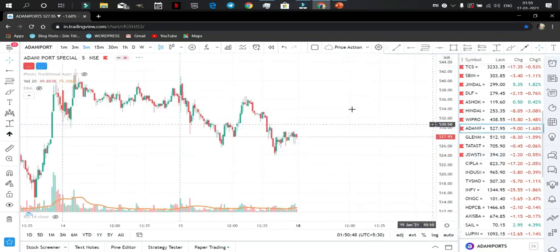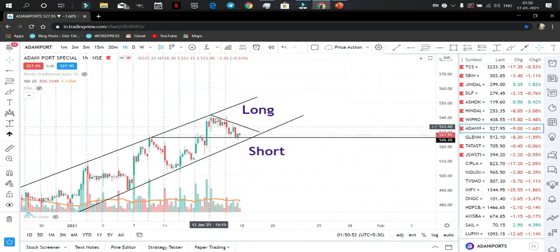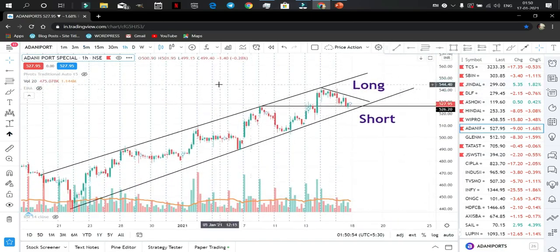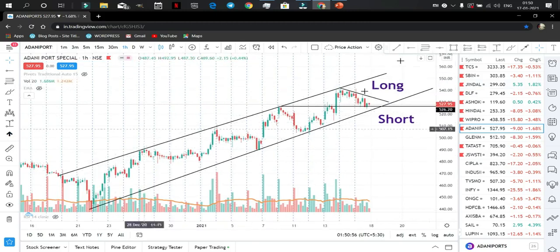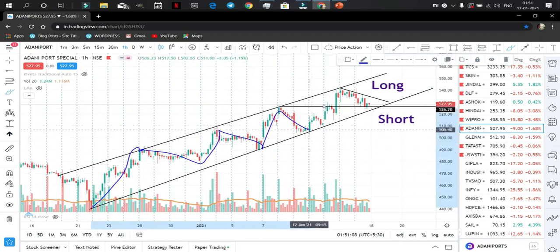The next stock is Adani Ports. This is the hourly time frame of Adani Ports, and the stock has been trading in a pattern. The stock has been trading in a channel, and you can see that this is an ideal channel. The stock went up, took resistance at this point, came down, resistance, support, resistance, support, resistance, and now it is in a crucial zone.